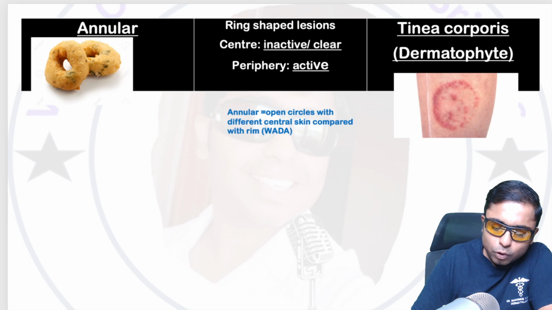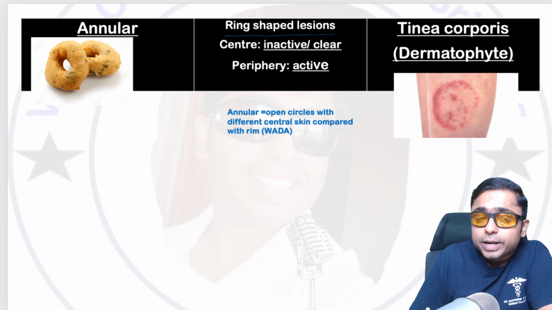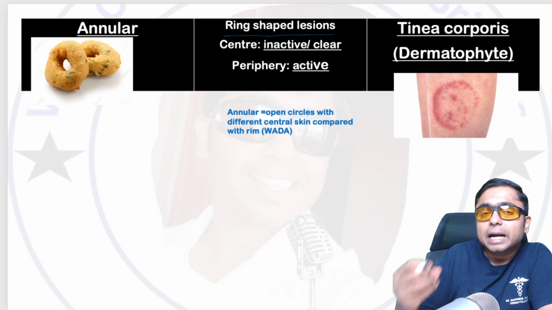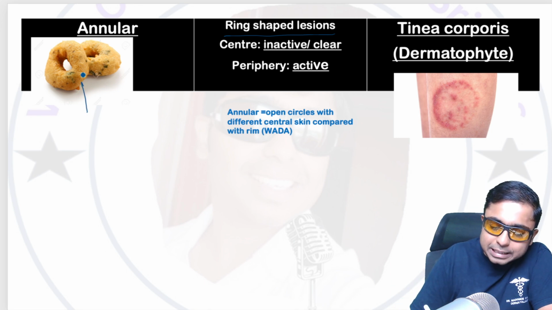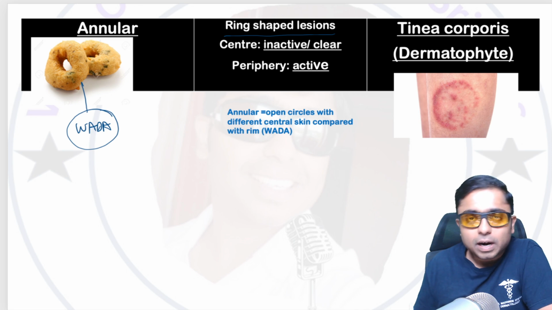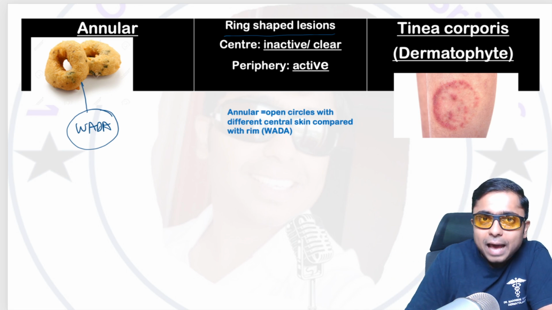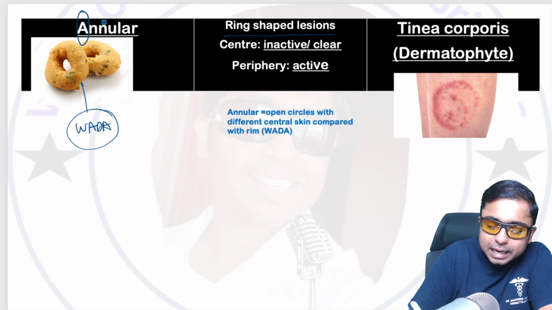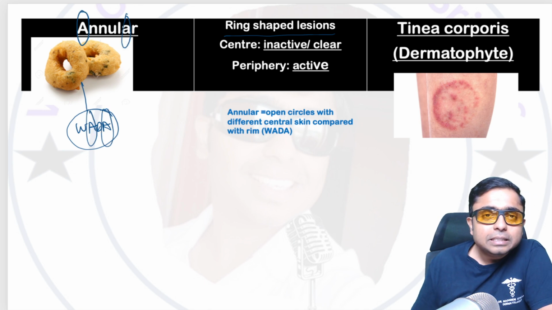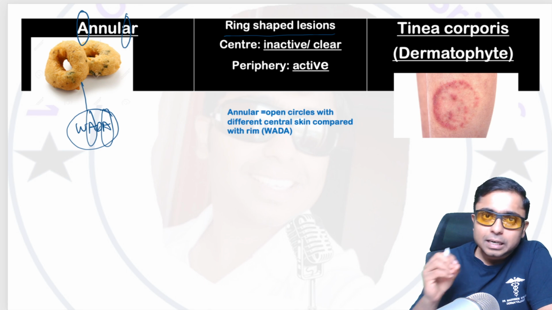So first you should know what is the annular lesion. It is a ring-shaped lesion which is going to have a different center and a different periphery. As you can see here, this is a breakfast in South India called a vada, which has a different center and different periphery. Likewise, annular lesion. You can see annular has 2 A's and vada has 2 A's. So both of these have the same description, different center and different periphery.